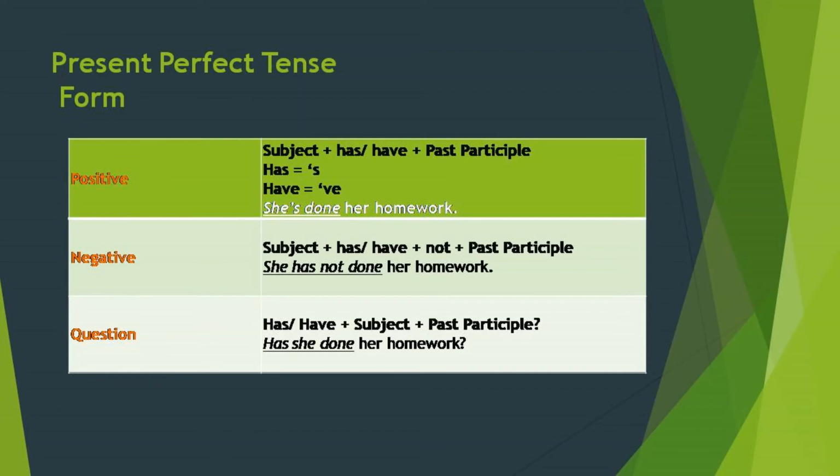I have done my breakfast. In negative, we just have to bring a not, nothing else. She has not done her homework. And in case of questioning, we have to bring has or have at the beginning of the sentence, like, has he done his homework? Have you finished your breakfast? Like this.